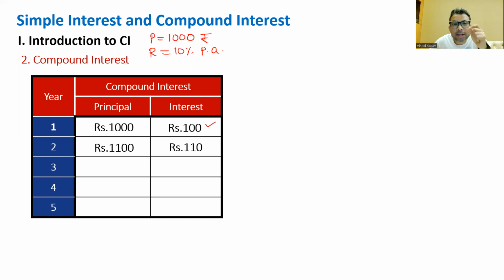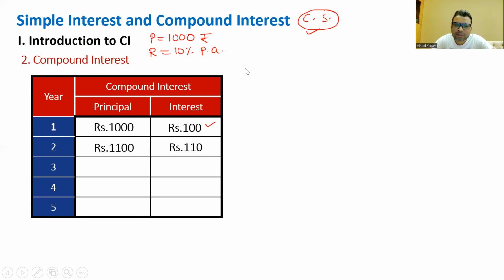Nothing but 10% of this 100. So you included 100 in your calculation, right? So 10% of that also will come into picture. And that 10 rupees only we call it as interest on interest. Hence the name compound interest. All right. So basically, compound interest and simple interest is all about common sense. We are developing that common sense now.